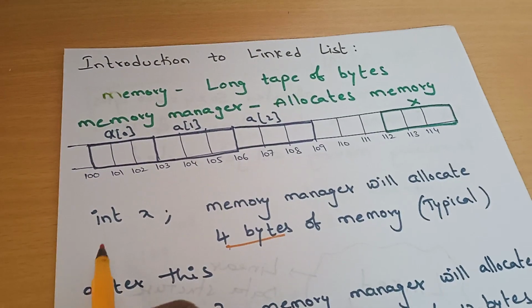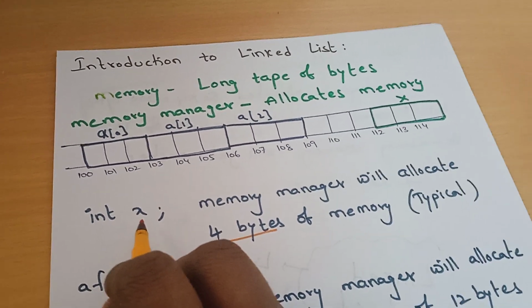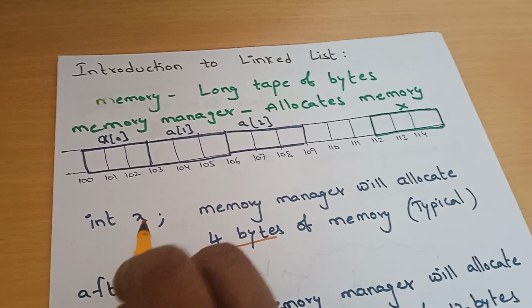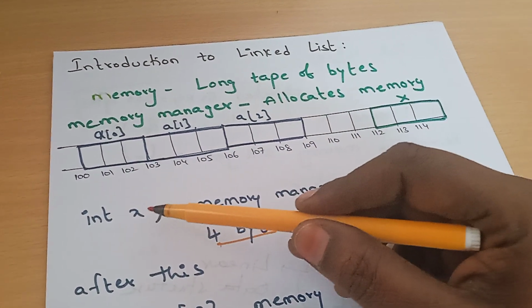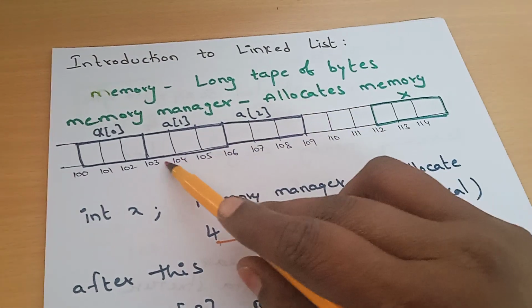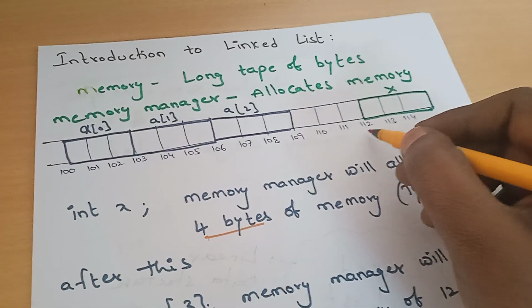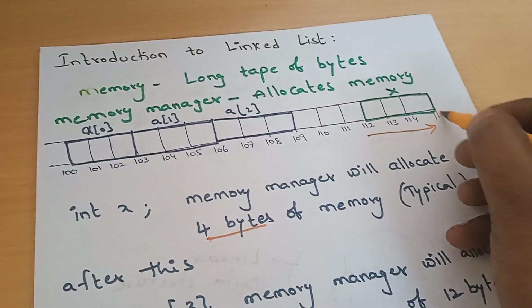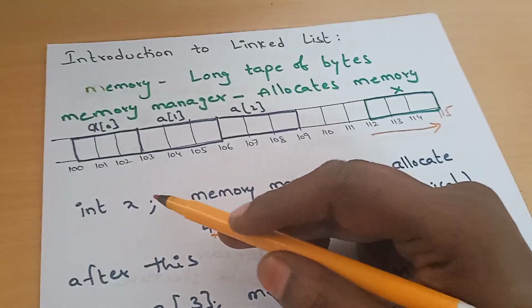Now look at this. So I gave this int x. Now what the memory manager will do is find 4 bytes of memory to allocate to this variable. In this long tape of bytes, it will allocate these 4 bytes of memory. Assume this is the memory which is allocated for this variable.